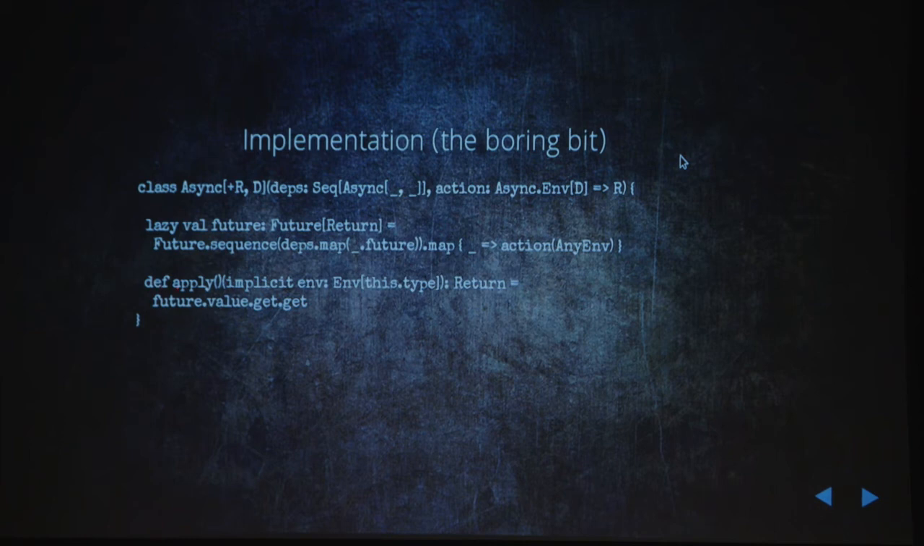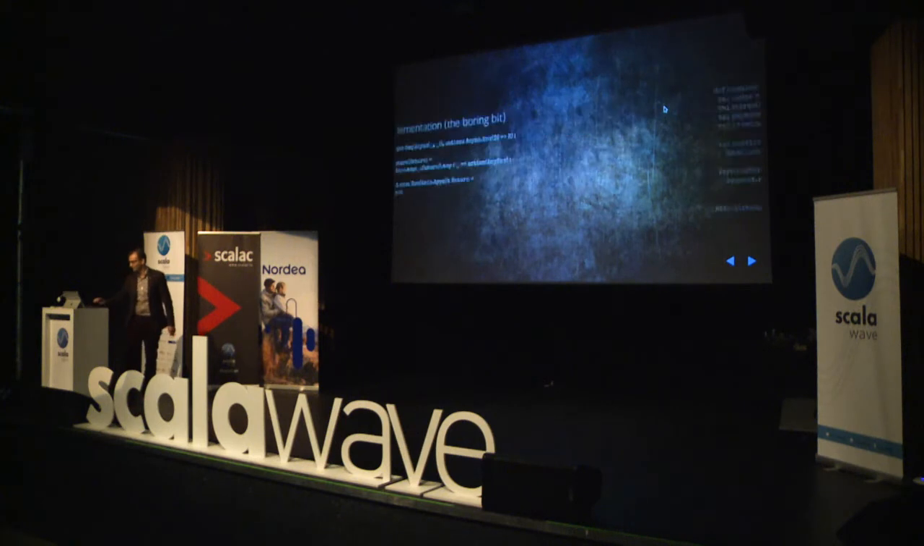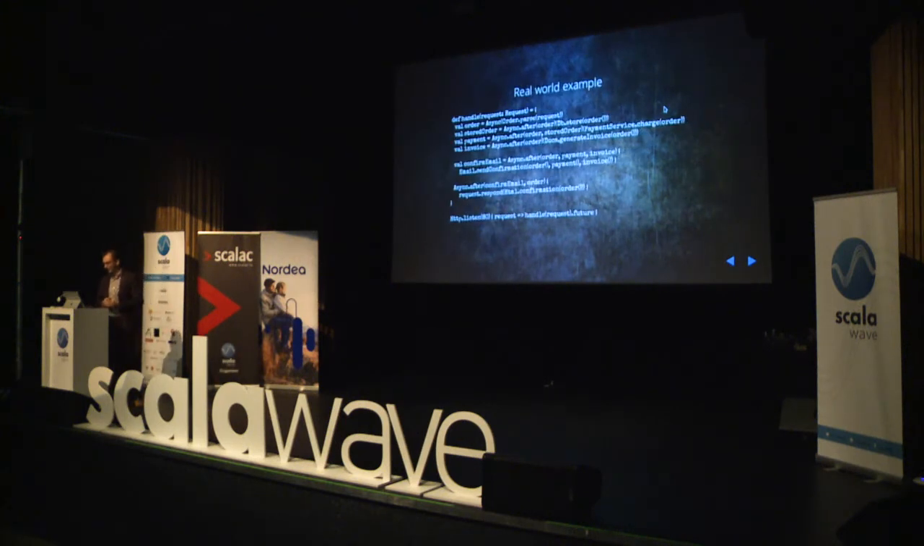And then, when we try to apply this, the implementation is simply to get the... it's this code I was uncomfortable with before, where I'm getting this, assuming it is completed. But we can safely assume it's completed, because the type system is now guaranteeing that for us. So this is it. There's nothing more to it. And I'll show you a slightly more real-world example.